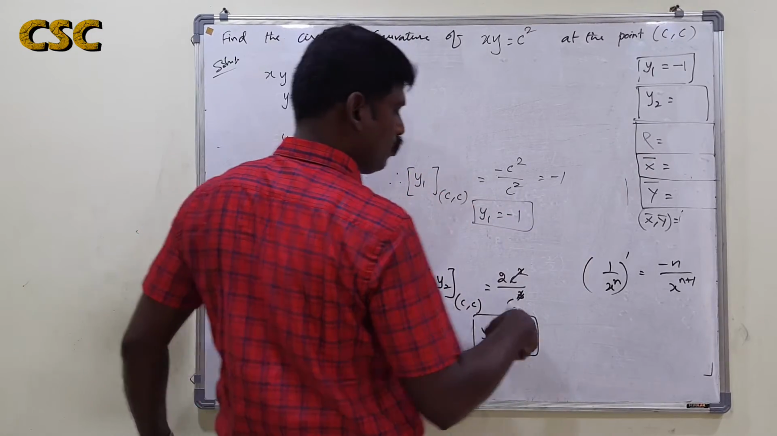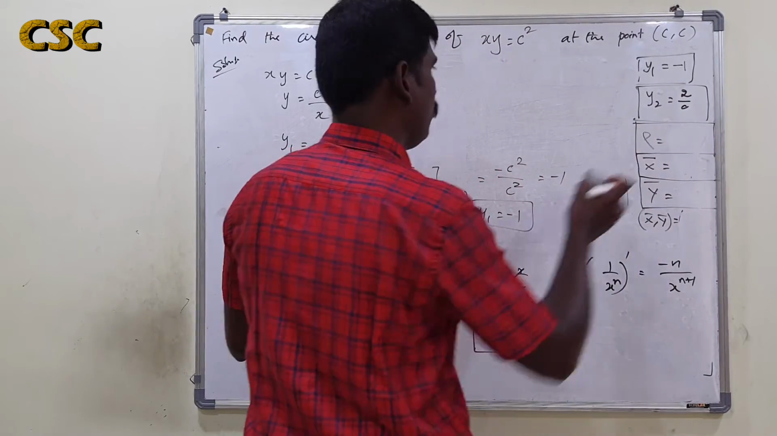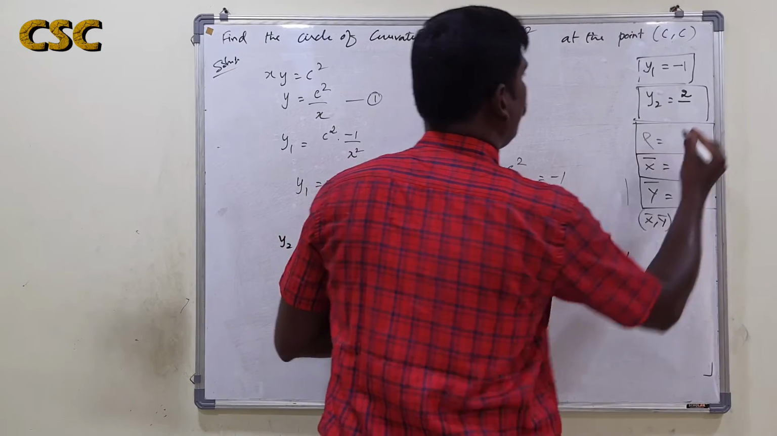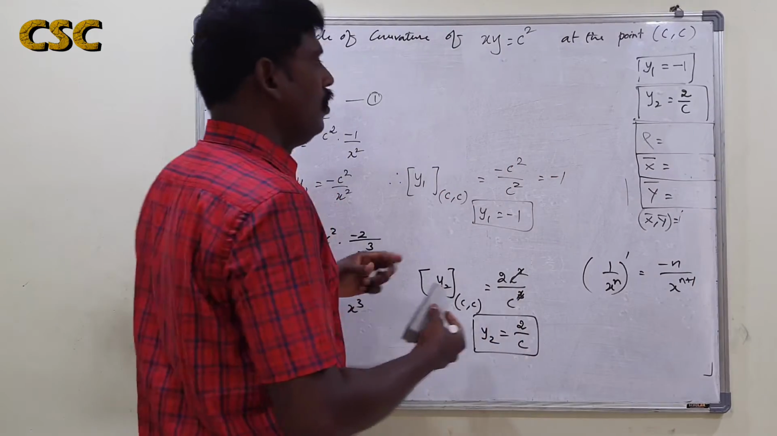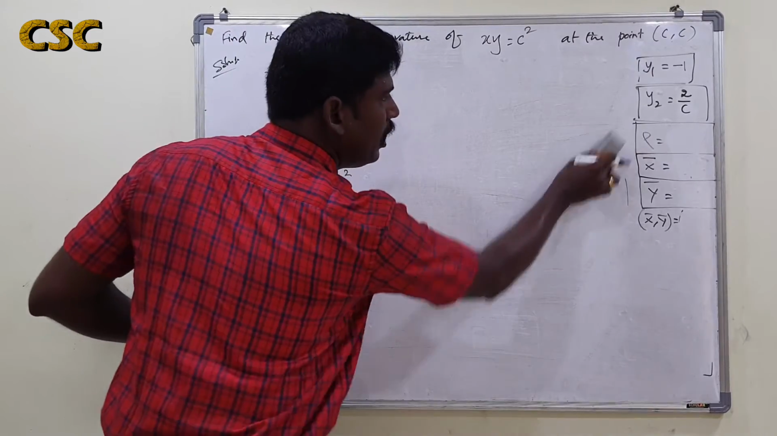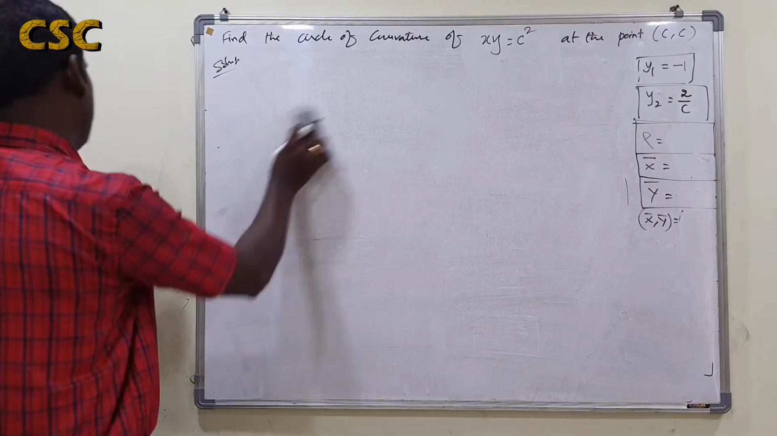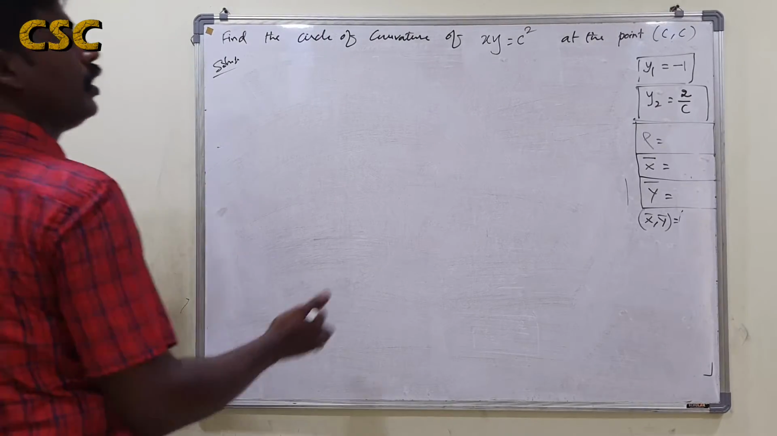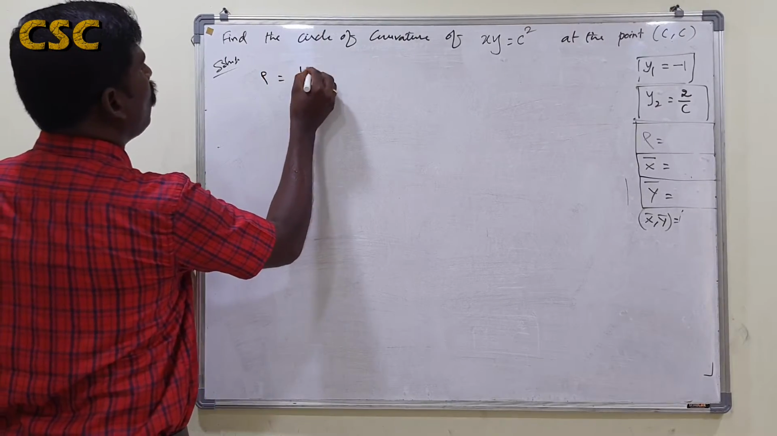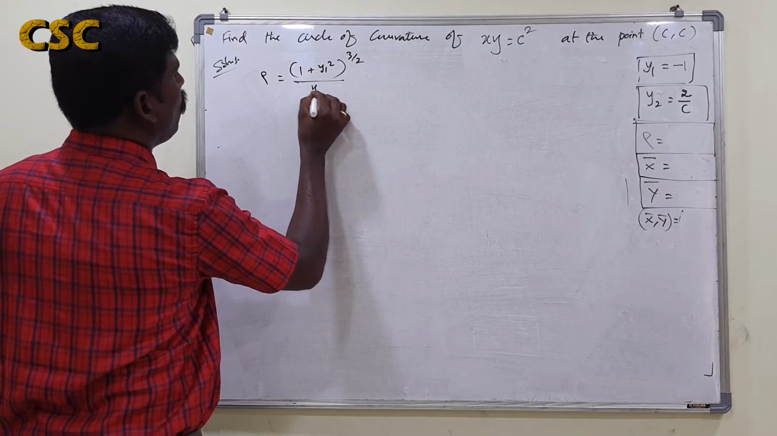So y1 is minus 1 and y2 is 2 by c. After finding these two, we can go for finding the remaining 3 values and substitute them in the circle of curvature formula. You can get the answer. Okay, right? So rho is equal to 1 plus y1 square the whole power 3 by 2 by y2.